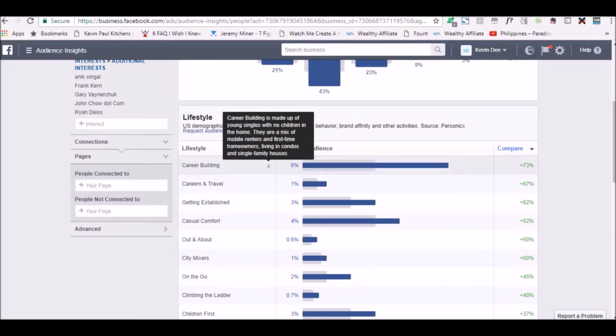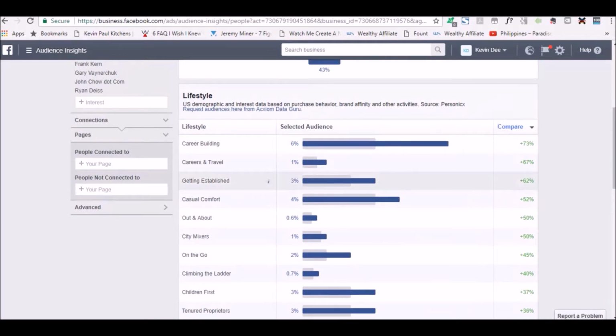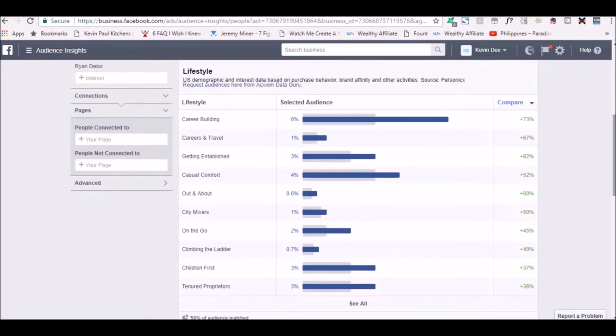Career building is made up of young singles with no children in the home. They are a mix of mobile renters, first-time homeowners, living in condos and single-family houses. So we can use that where, like I said, this isn't going to be used in targeting, but you can make notes here based on what you can use to tap into the brain of your audience, because you need to write an advertisement to this person and use an image in your ad for this person, and ultimately sell a product to this person, and you need to use ad copy and emails further down the line.